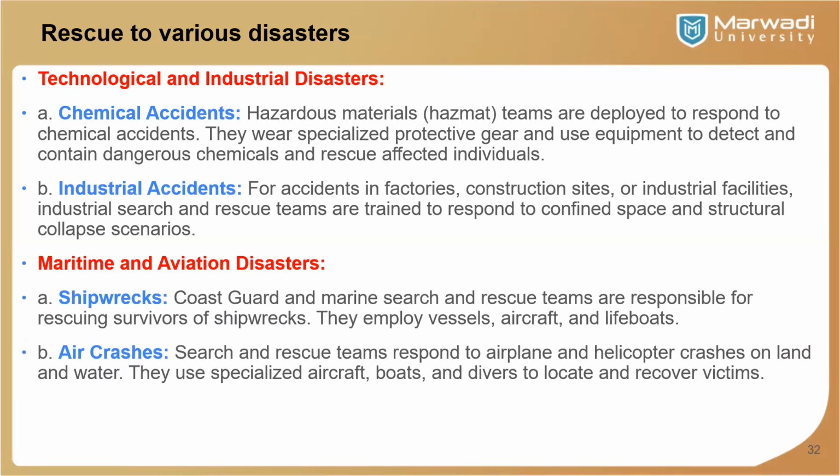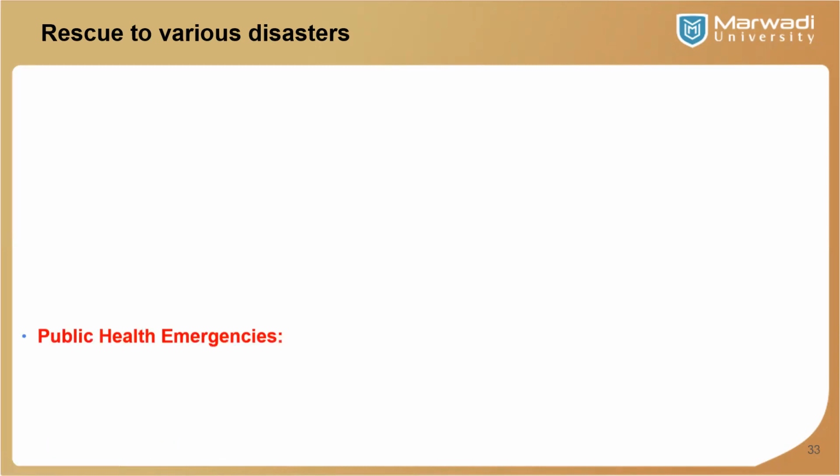Maritime and aviation disasters, where generally we deal with shipwrecks and air crashes. So Coast Guard and marine search and rescue teams are responsible for rescuing survivors of shipwrecks. They employ vessels, aircraft, and lifeboats. And air crashes. In air crashes, search and rescue teams respond to airplane and helicopter crashes on land and water. They use specialized aircraft, boats, and divers to locate and recover victims.